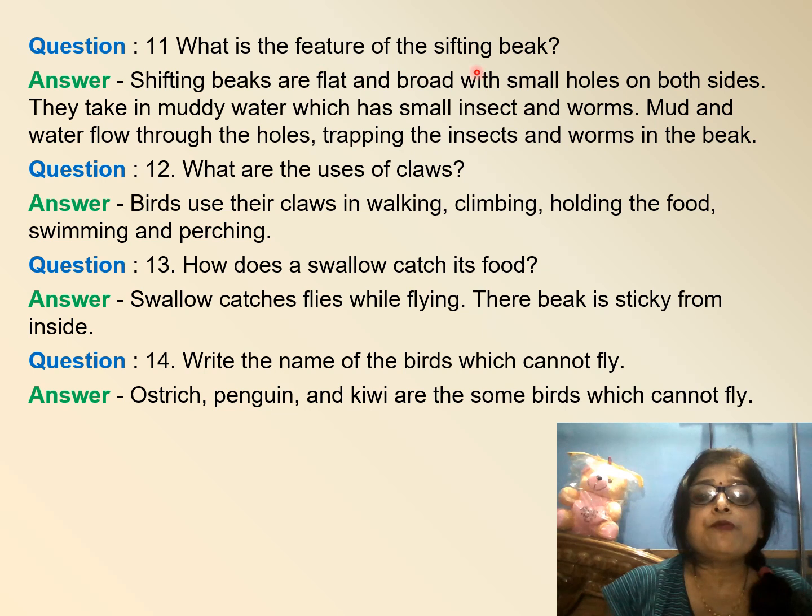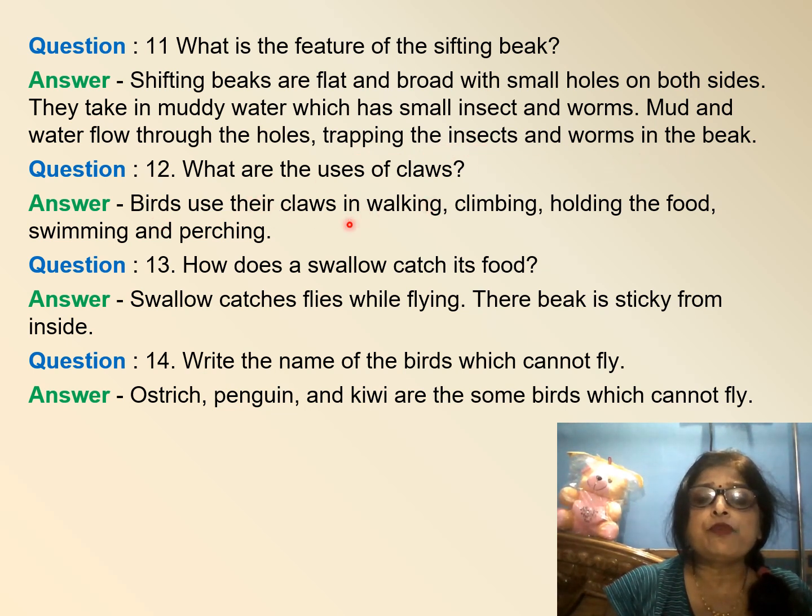What is the feature of sifting beak? Sifting beaks are flat and broad with small holes on both sides. They take in muddy water which has small insects and worms. Mud and water flow through the holes, trapping the insects and worms in the beak.